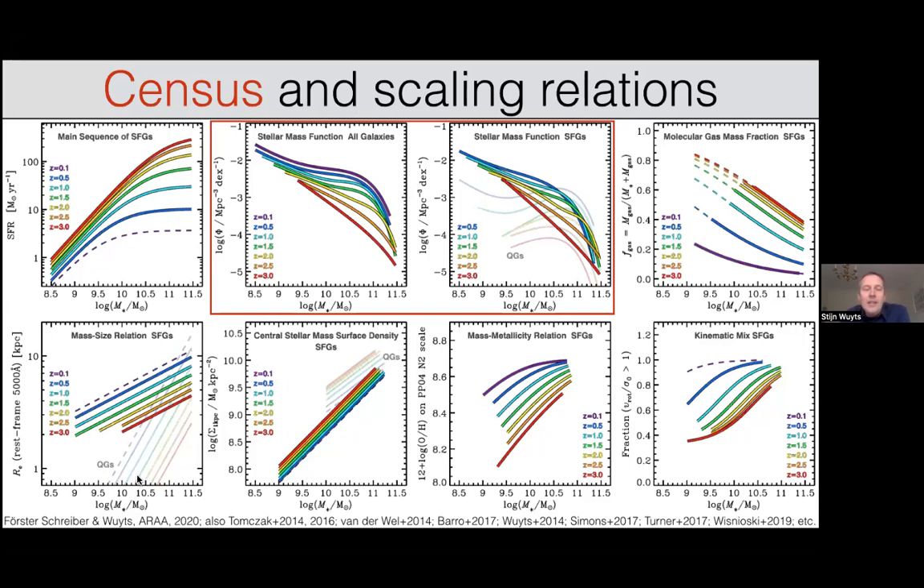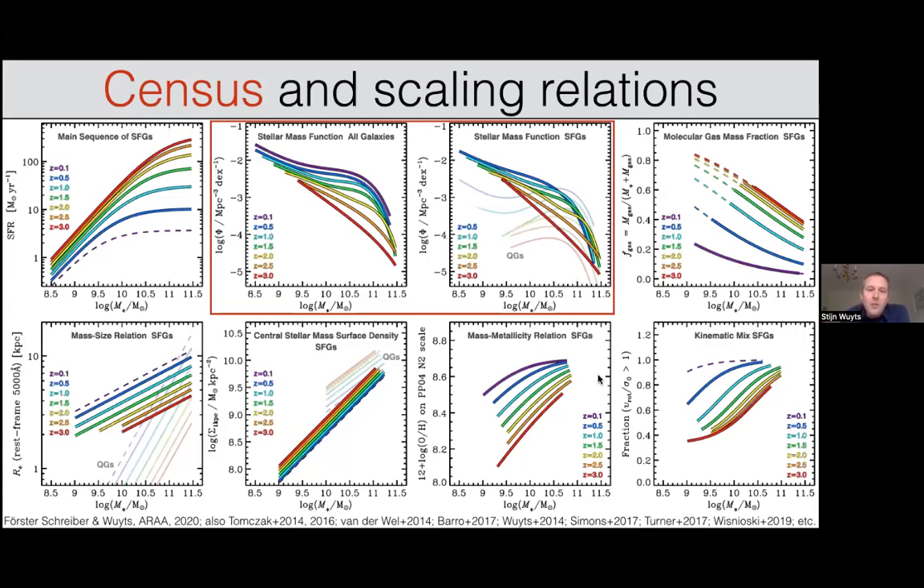And if you pair these scaling relations with a census of how many galaxies there are at each given epoch and mass, and how many of them are star forming, that gives a nice comprehensive picture of the evolving galaxy population since cosmic noon. But one thing that it doesn't portray, at least not in a direct way, is what the evolutionary tracks of individual galaxies look like.